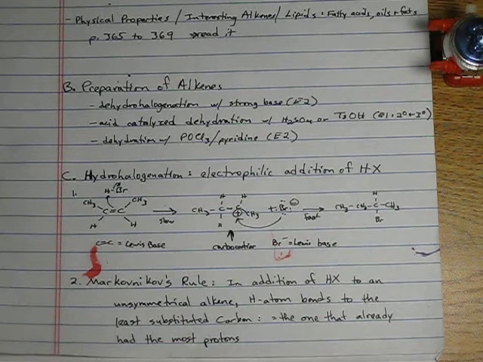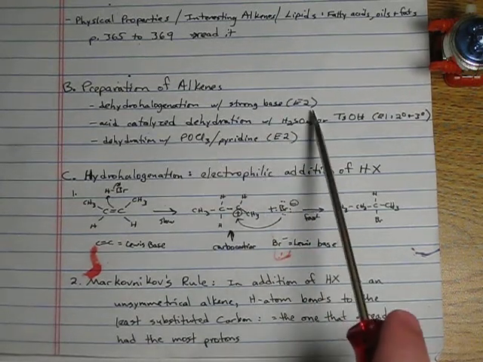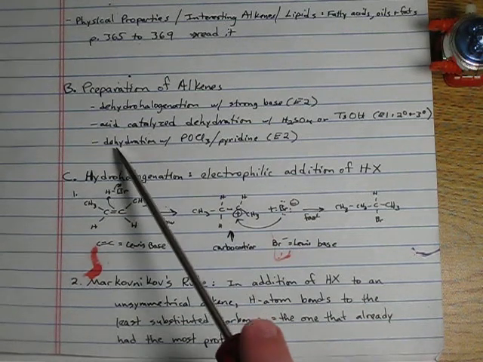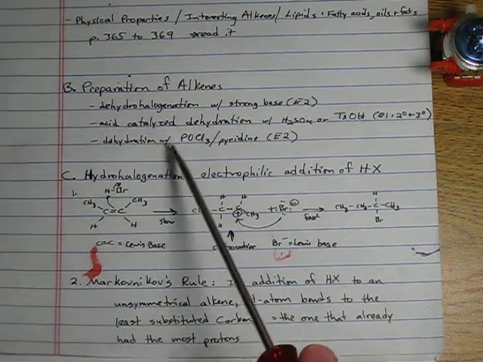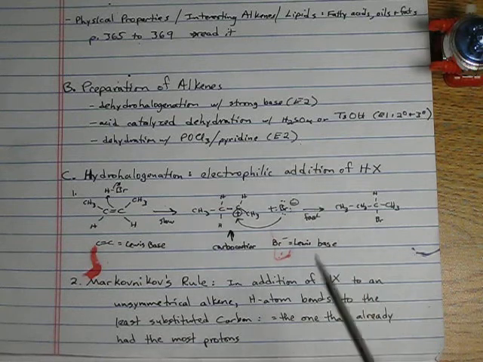How did we make alkenes? Dehydrohalogenation of an alkyl halide with strong base. E2 mechanism. Ooh, there's a phrase to memorize. Acid-catalyzed dehydration of an alcohol to form an alkene. And of course we chose sulfuric acid or TsOH, paratoluene sulfonic acid, such that we did not have a competing nucleophile with the conjugate base of that strong acid.